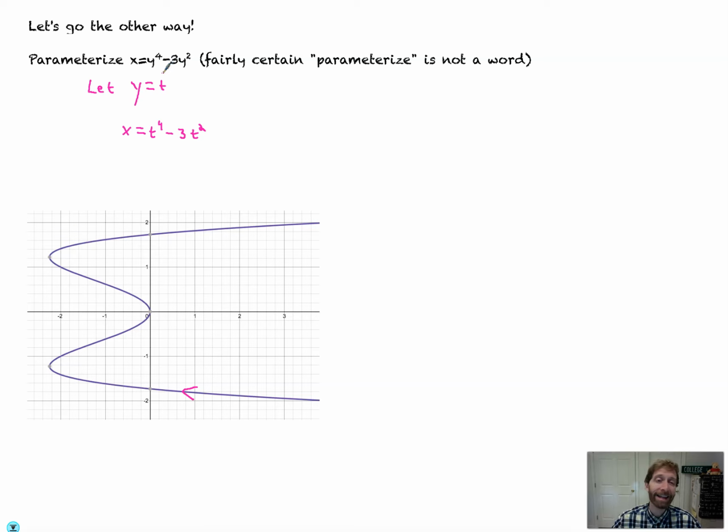All right, that's it. That was it for eliminating the parameter as well as parameterizing. Very cool. I'll see you in the exercises. Peace.